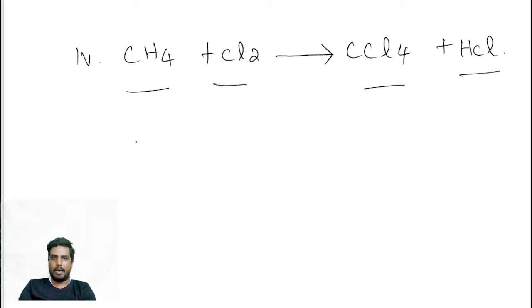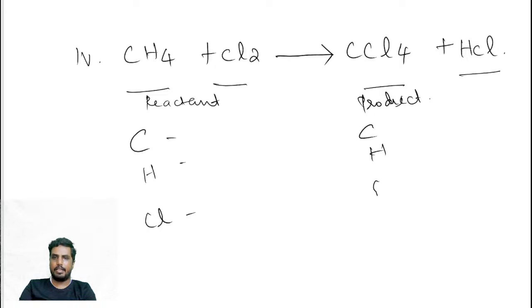Okay, how many components I have? C is there, H is there and Cl is there, right, in reactant side. So in reactant side and in product side again C is there, H is there and Cl is there. Fine. So how many C is there? How many carbon? It is 1 carbon. Here how many carbon is there? Again 1 carbon.